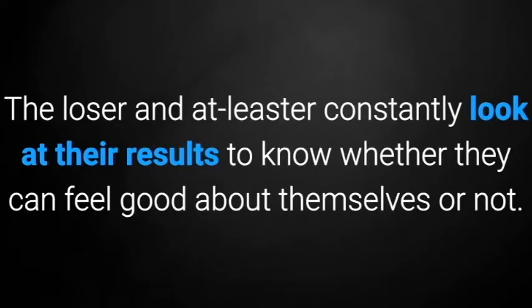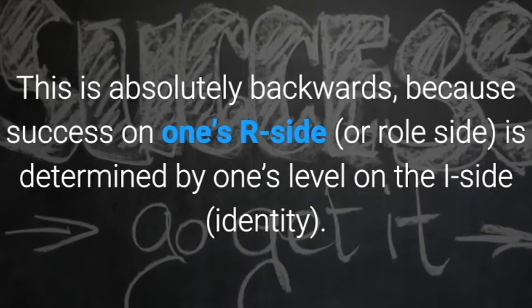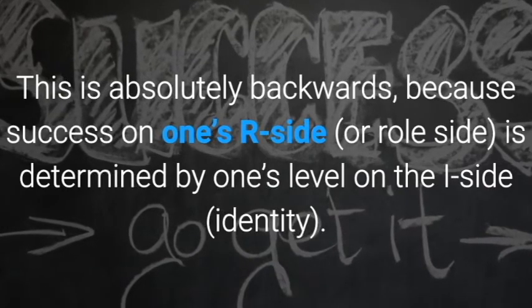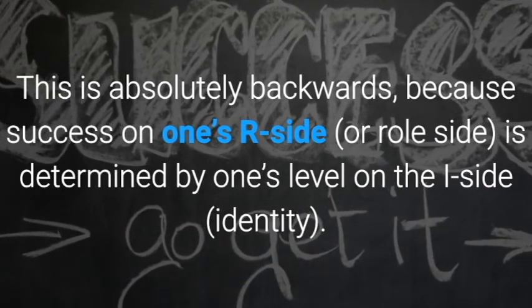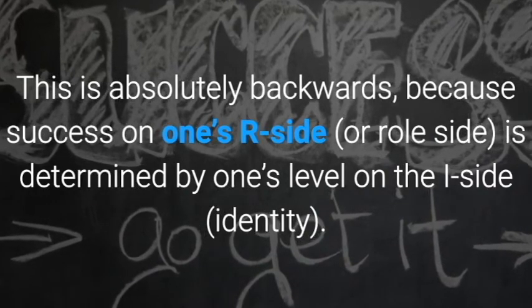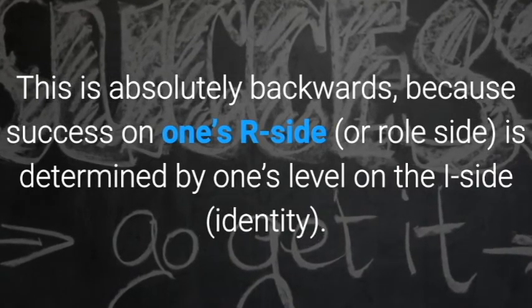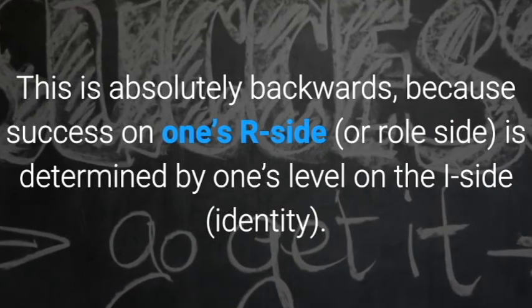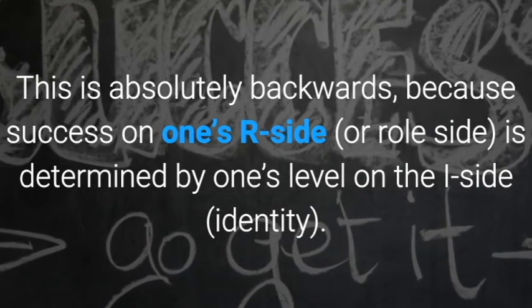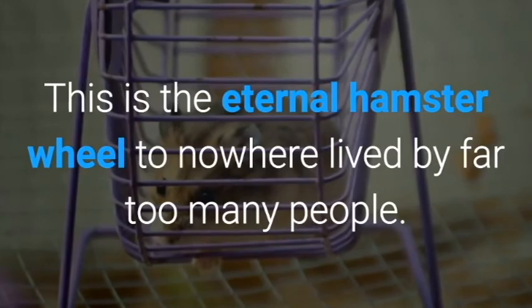The difference is the loser and the at-leaster constantly look at the results to know whether they can feel good about themselves or not. This is absolutely backwards because success on one's R side or role side is determined by one's level on the I side. Meaning if you truly believe in yourself, it will automatically affect how well you do in your roles. And the I side means identity, how you think about yourself, your self-concept, self-esteem, great attitude, things of that nature. This is the eternal hamster wheel to nowhere, lived by far too many people.